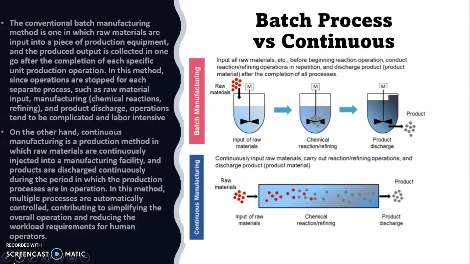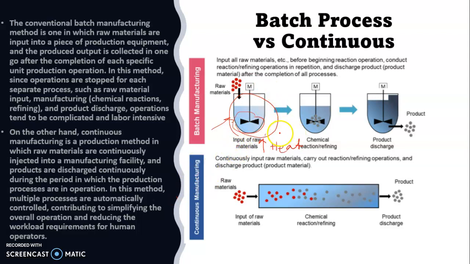Next, I put the figures or the pictures to get a clear comparison between batch and continuous. Okay. The conventional batch manufacturing method is one in which raw material is input into a piece of production equipment. So one equipment only, then you just put everything, raw material, inside maybe the vessel, and then we have a stirrer here. Maybe we want to apply heat, kan? So we allow the chemical reaction or refining process to occur inside one piece of equipment.